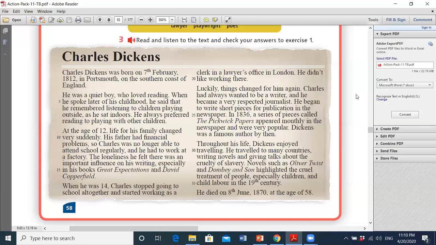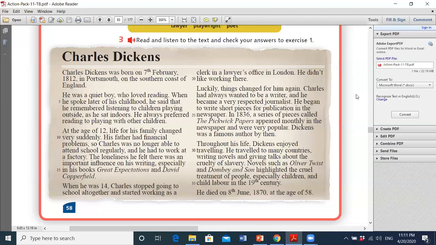Notice how these two expressions are written. They are written in italics. That's because they are titles of books. Great Expectations is one very important book by Charles Dickens. And also another book is called David Copperfield. We will talk about a third book, a very nice book, when we finish this lesson.